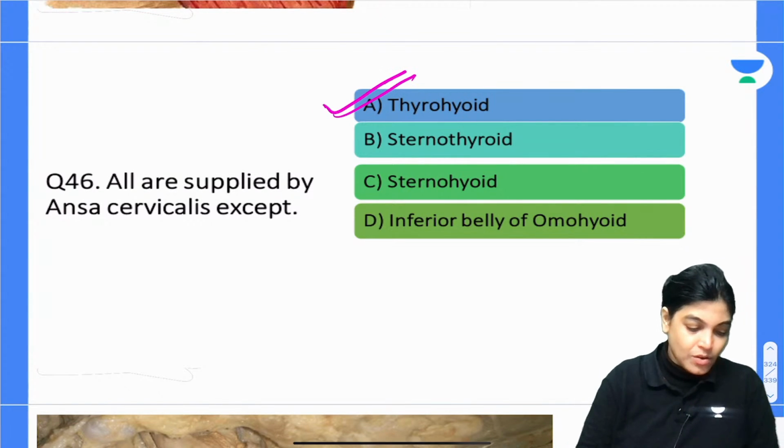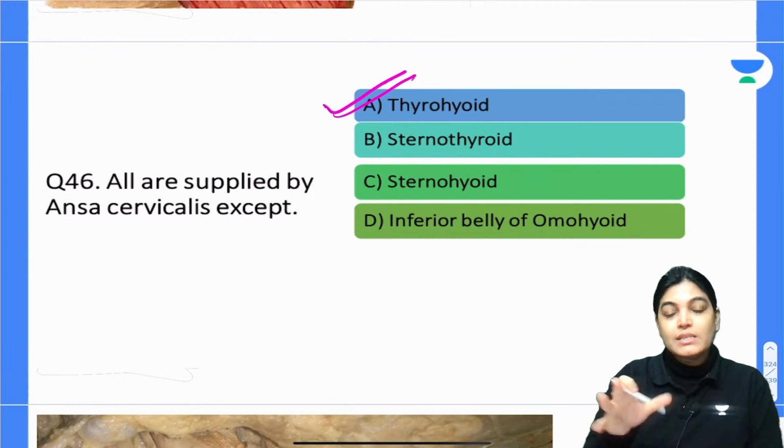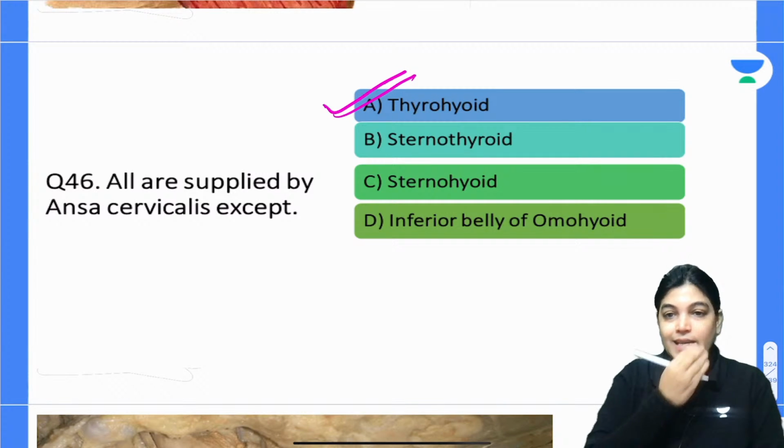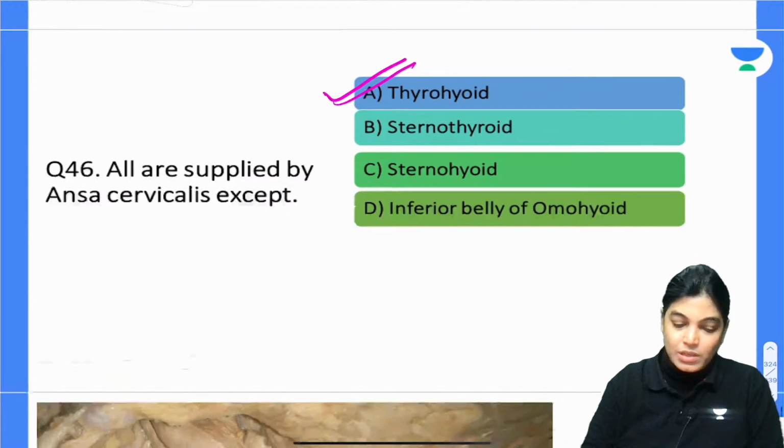Thyroid is the correct answer. Actually, these are all muscles of the infrahyoid group. Of all the infrahyoid group, only the thyrohyoid muscle gets innervation from C1 fibers, which are also carrying the fibers of the hypoglossal nerve. So see here.